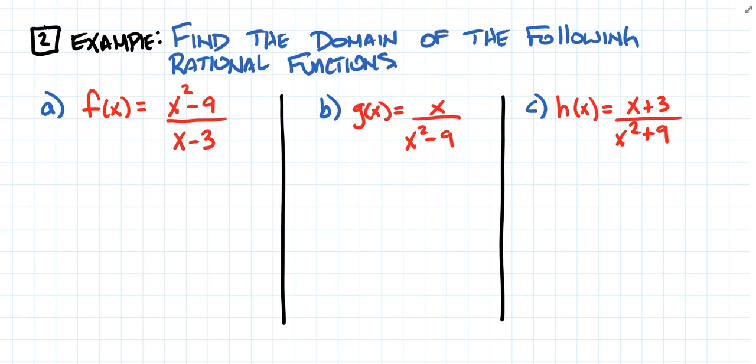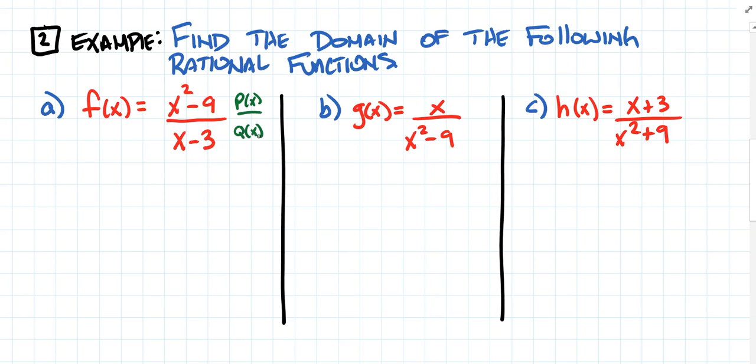Box 2 is an example, and this represents the very first skill that we need to acquire in dealing with rational functions. And that first skill is to find the domain. Okay, so I have 3 rational functions here. I have a, b, and c. Let's start with a. You'll notice that I have x squared minus 9 divided by x minus 3. The numerator represents the p of x, and the denominator represents the q of x.